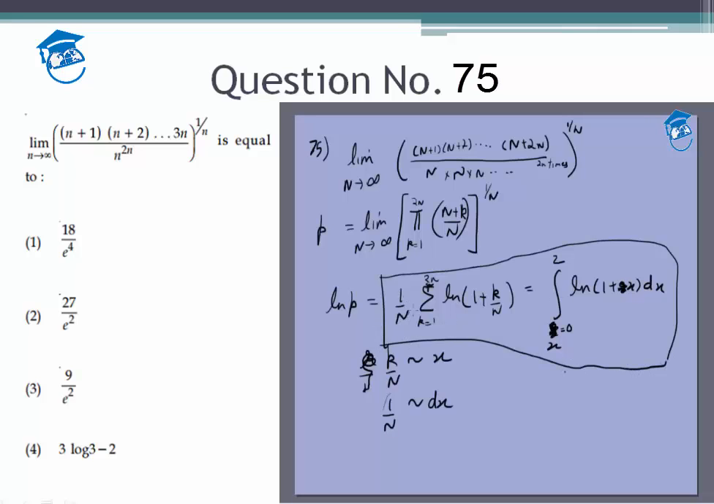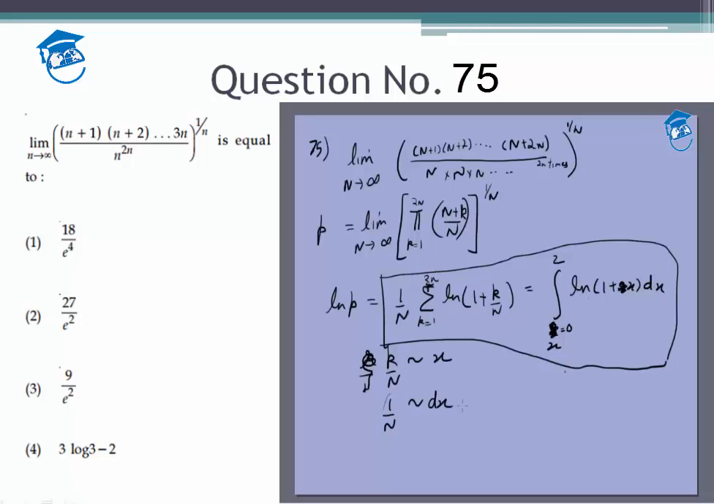1 by n is a very small change in k by n. So if k by n is x, this is ln of 1 plus x, and 1 by n can be dx. Since there are infinite terms, each of them has a value which is very small because of the dx. The sum of infinite terms, each of which has an infinitesimal value, is basically an integration. That's the definition of integration. So this would be the integral of ln of 1 plus x dx, with x going from 0 to 2.